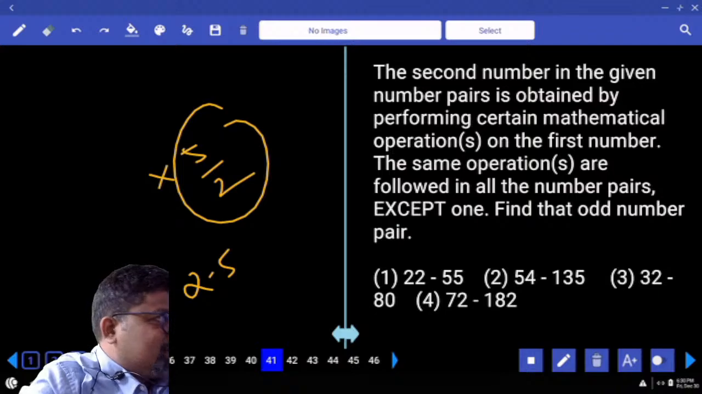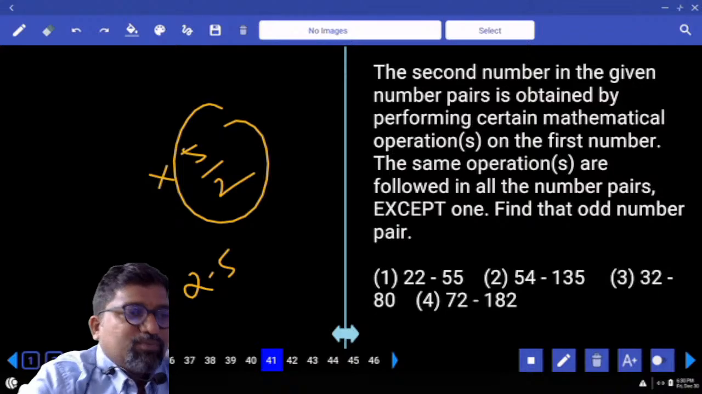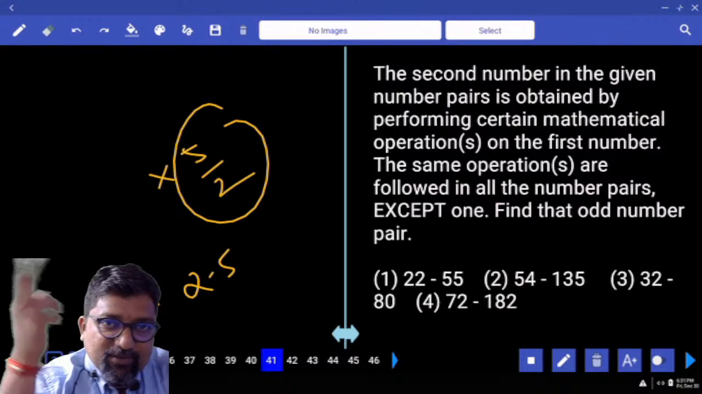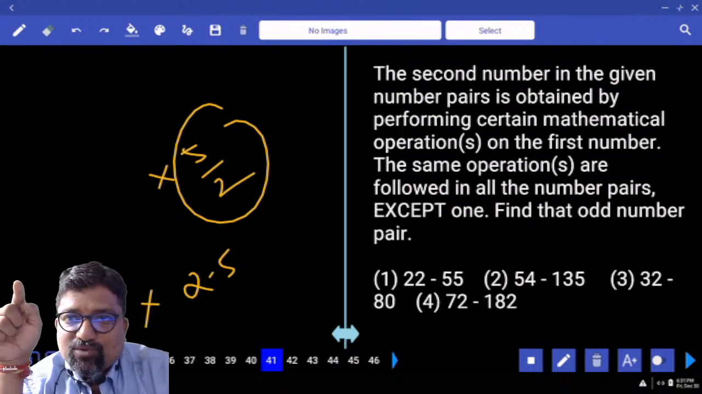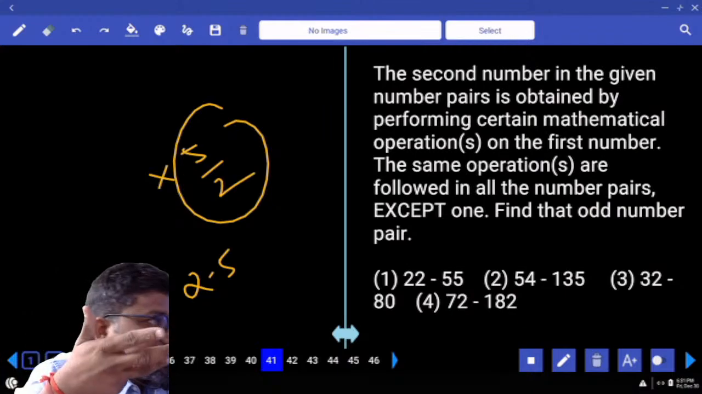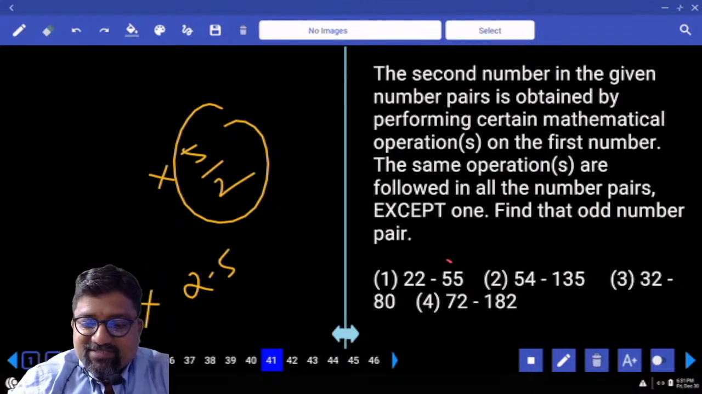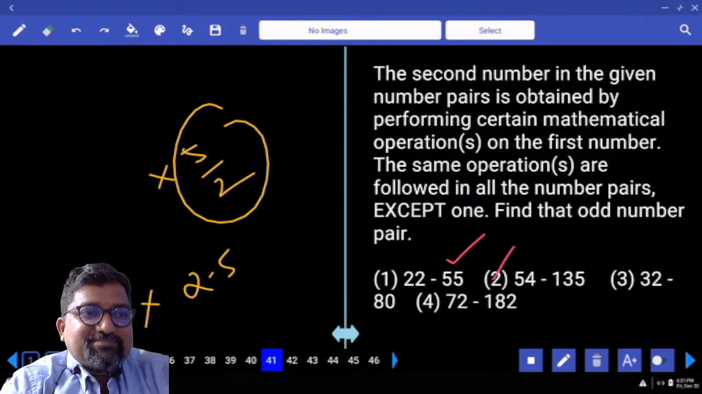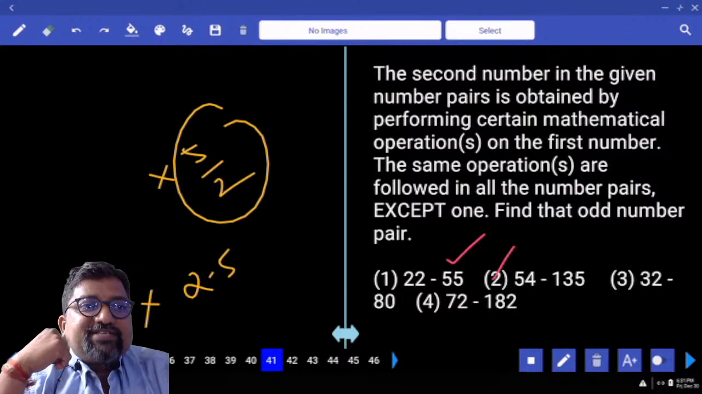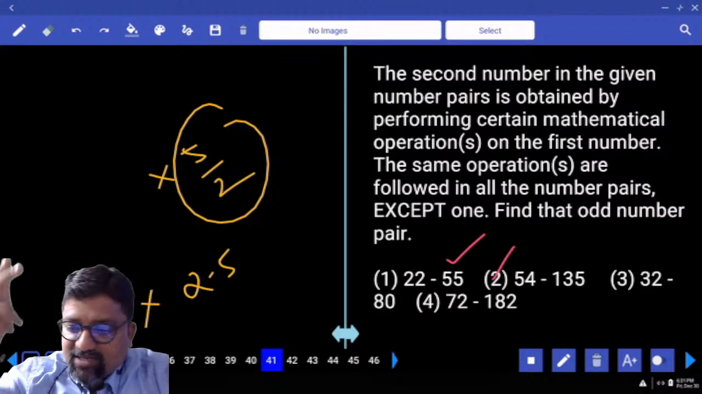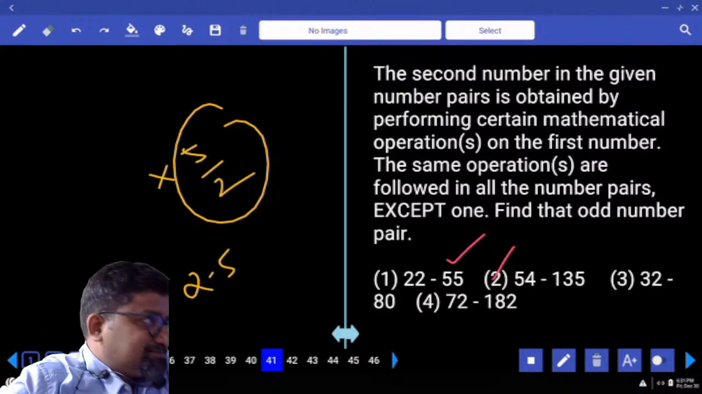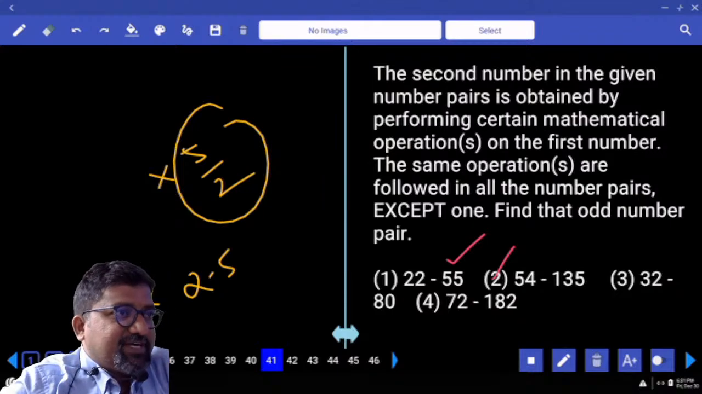మనకి ఏది ఈజీ ఉంటే అది పోవాలి. ఇంటూ 2.5. 22 ఇంటూ 2.5 అంటే మనకు తెలుసు. ఫస్ట్ 22 ఇంటూ 2 ఎంత? 44. 0.5 అంటే హాఫ్ ఆఫ్ 22 11. 44 ప్లస్ 11 సరిపోయిందా లేదా? 54 ఇంటూ 2 108. హాఫ్ ఆఫ్ 54 27. 108 ప్లస్ 27 135. 32 ఇంటూ 2 64. 0.5 and half of 32 16.